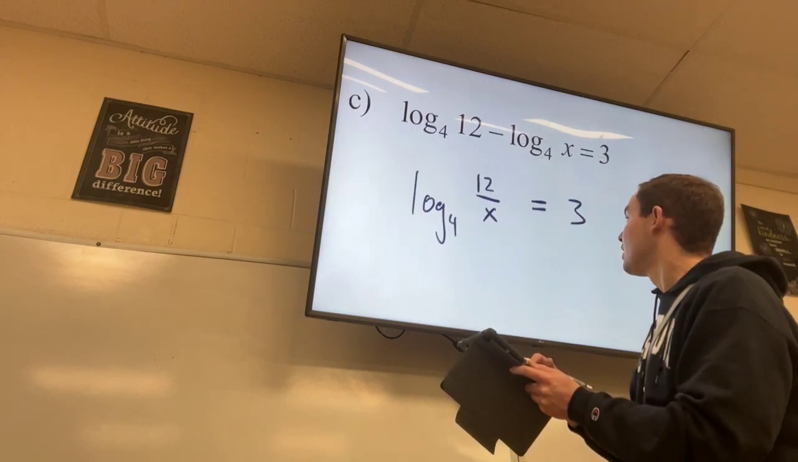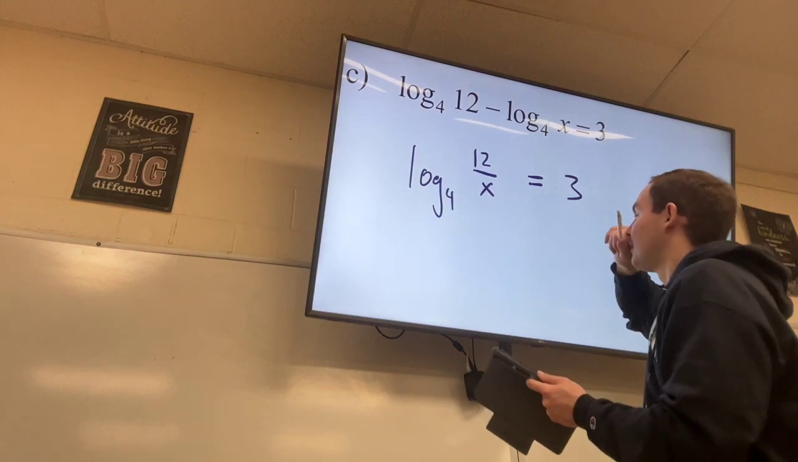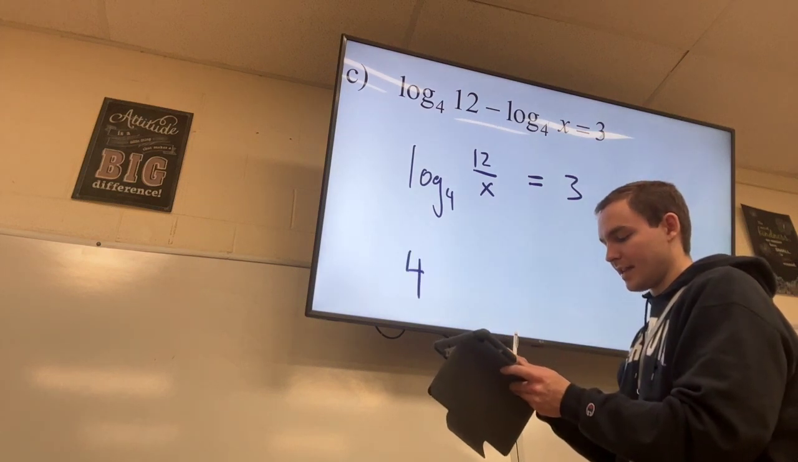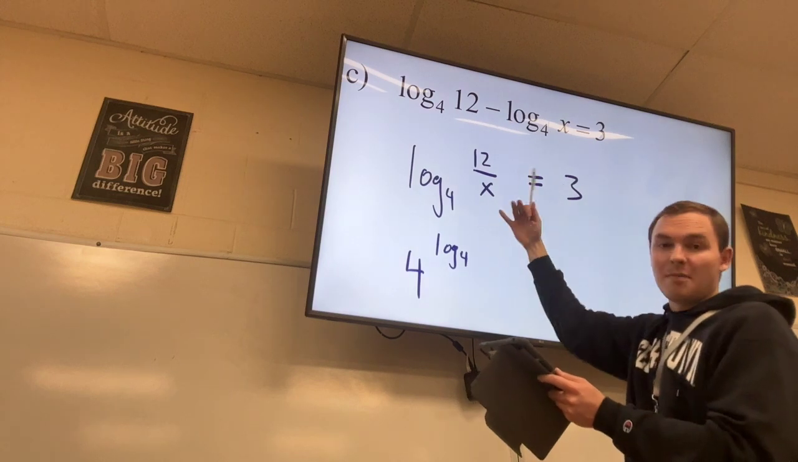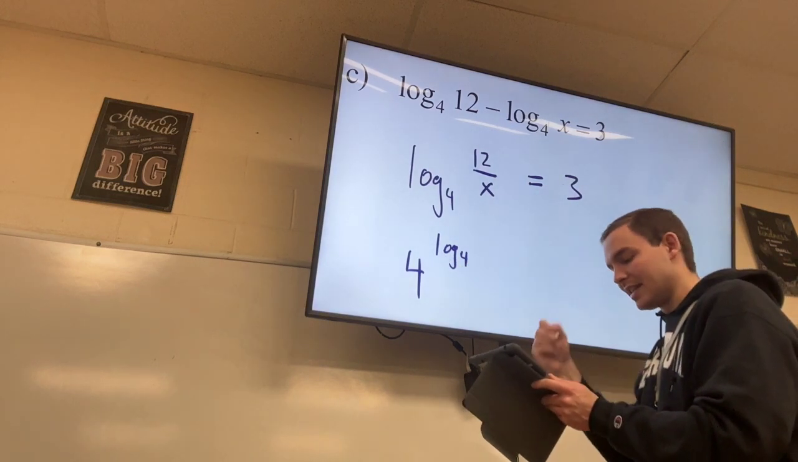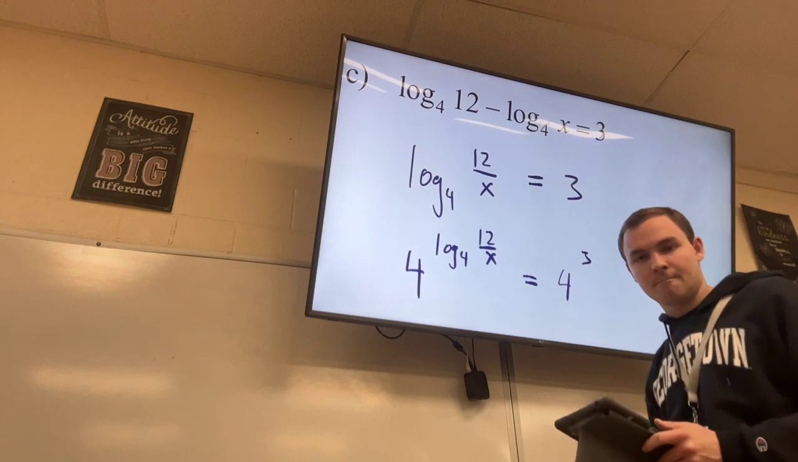I've got an equation with a logarithm on one side and a number on the other. So I'm going to do 4 raised to the left side. What happens is both sides of this equation become exponents in this equation down here. So 4 raised to the log base 4 of 12 over x equals 4 raised to the 3.